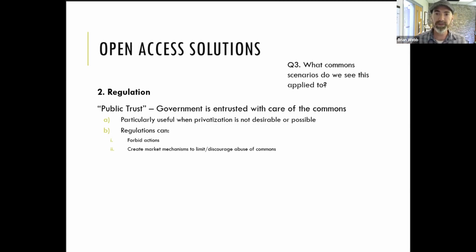So let's throw out this question for you. What common scenarios do we see regulation applied to? What are some common situations or scenarios or examples, ones, for example, that we've already talked about, that you think regulation could work on?